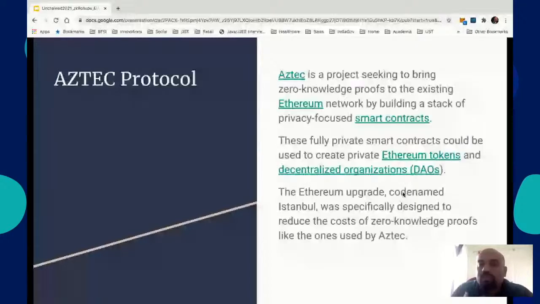Going into the roll-ups, let us also look at Aztec, that brings privacy for smart contracts to the Ethereum network. So essentially, Aztec was about private Ethereum tokens.